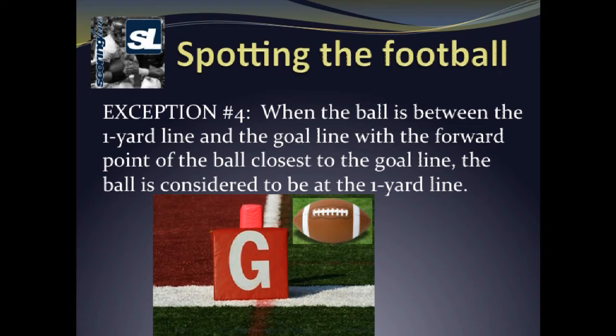Okay, exception number 4. When the ball is between the 1-yard line and the goal line, with the forward point of the ball closest to the goal line, the ball is considered at the 1-yard line. Because obviously you can't mark the ball at the 0-yard line. It has to be at the 1-yard line. Okay? Any questions on that? This one's pretty straightforward.